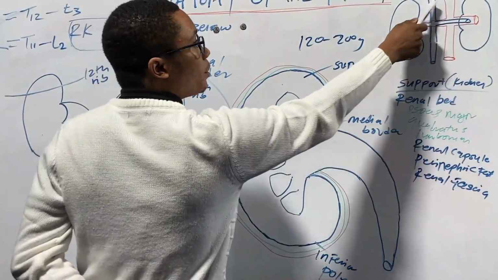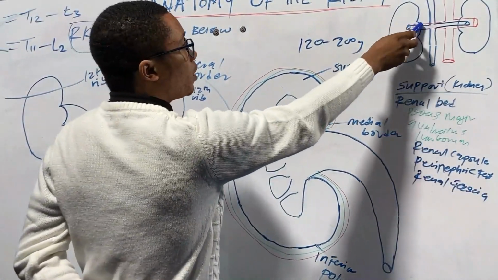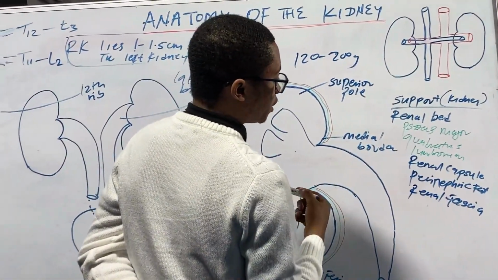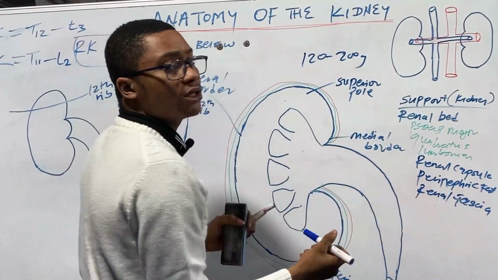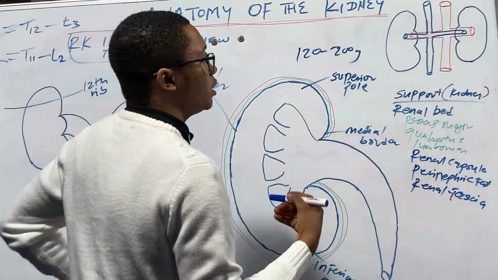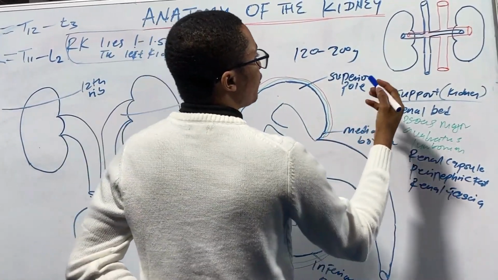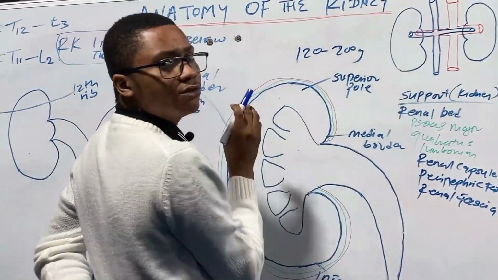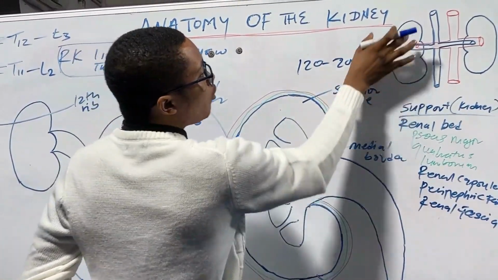Let's look at this diagram here. We have the pre-renal fascia. The renal fascia is divided into two layers: the pre-renal fascia of Gerota, and Zuckerkandl's fascia, which is the post-renal fascia. The pre-renal fascia of Gerota covers the kidney anteriorly.